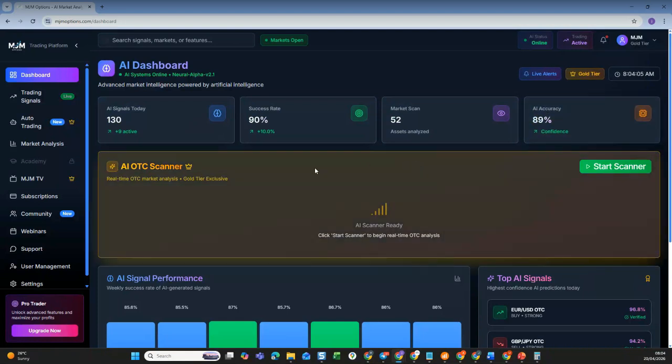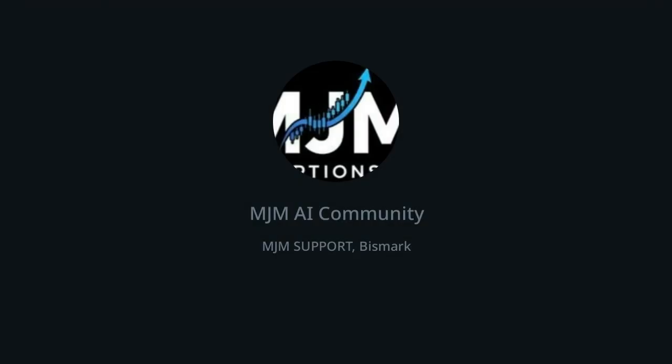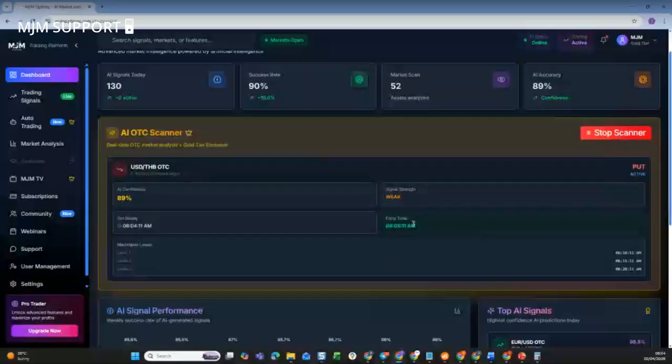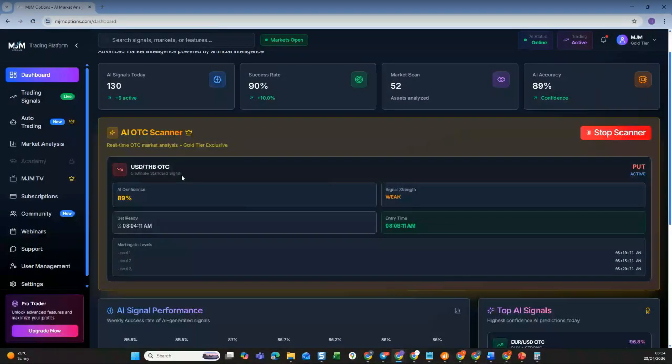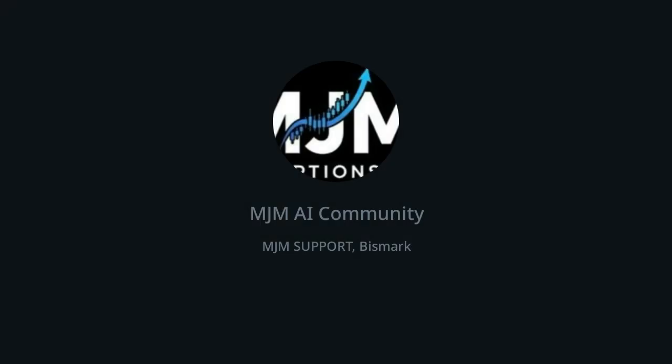You will see the AI OTC scanner. This you click start scan. The moment you click start scan, it generates your signal. When it generates your signal, you then see the pair. You see the 5 minute standard signal. 5 minute standard signal basically means that you are trading here. You are trading this expiration for 5 minutes.